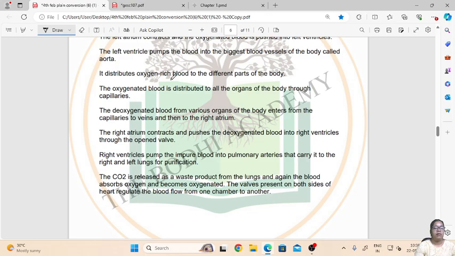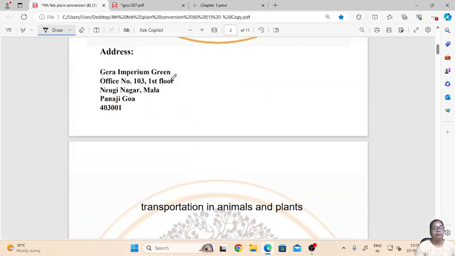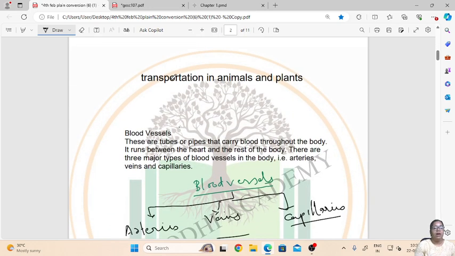So in today's class, what we have learned is how circulation takes place in human beings, that is through vessels. We have seen the three types of vessels: arteries, veins and capillaries. Then we have seen the structure of the heart and how the mechanism of circulation is carried out by the heart. So this was what we have covered in today's class.